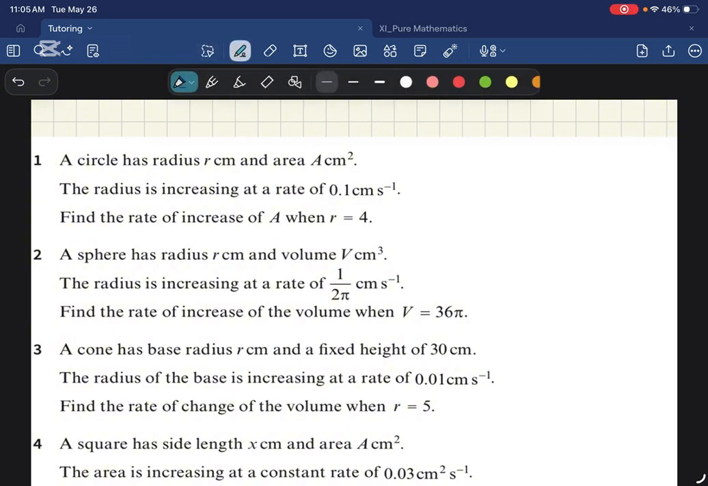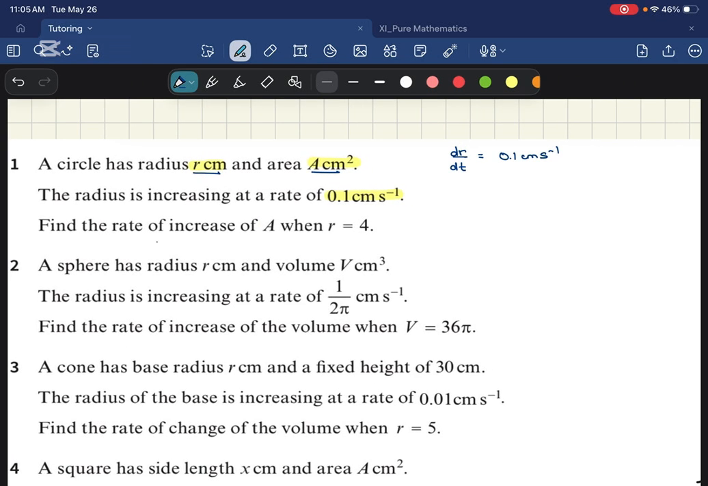A circle has a radius of r centimeters and an area of A. So just highlight all your important information. You are given your area and your radius r in centimeters. The radius is increasing at the rate dr by dt, right? Your radius is r and it is increasing. So the change in radius with respect to time, because it's per second, is 0.1 centimeters per second, or centimeters second to the power minus 1.